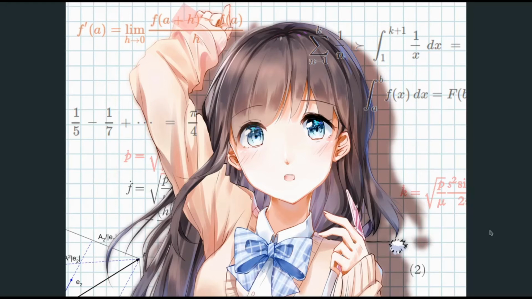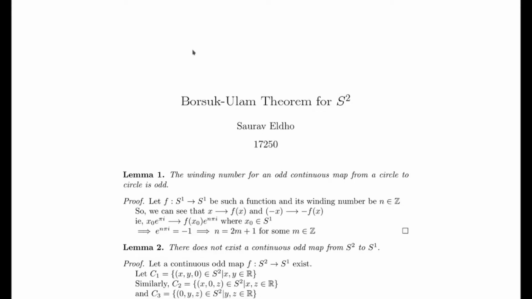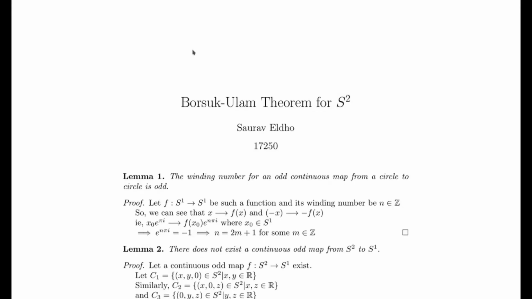Hello, today I am going to present a geometrical proof for the Borsuk-Ulam theorem for S2. The Borsuk-Ulam theorem states that if f is a continuous function from Sn to Rn, then there exists an x in Sn such that f of minus x equals f of x. So the Borsuk-Ulam theorem for S2 is what we get when we put n equals 2. I'll come to this theorem later. Right now, we need to prove some lemmas in order to prove the Borsuk-Ulam theorem for S2.